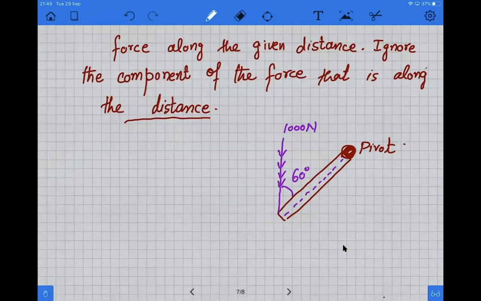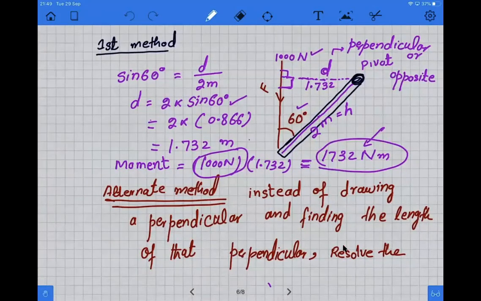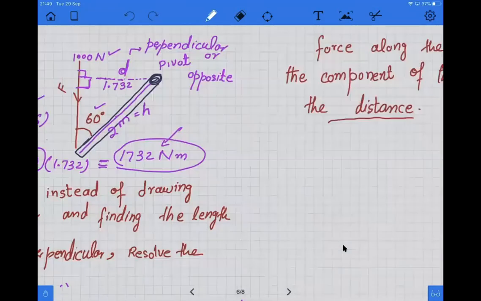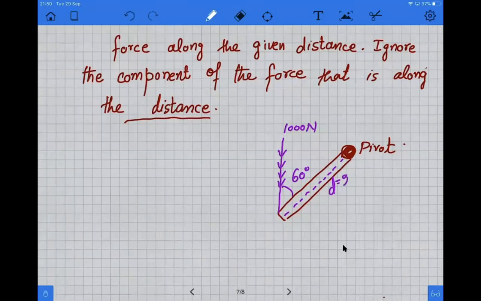And this distance, let's suppose we call it d. However, the original value of this distance in this question is 2 meters. Now the second option. If we want to use this 2 meter, the option is that we need to resolve the force.